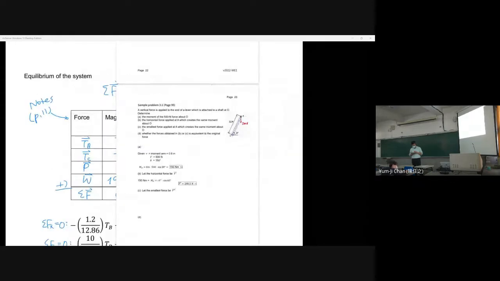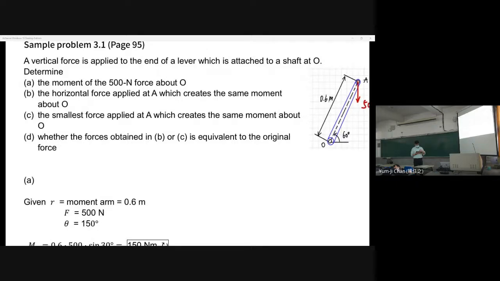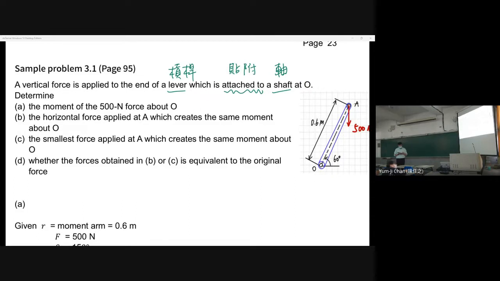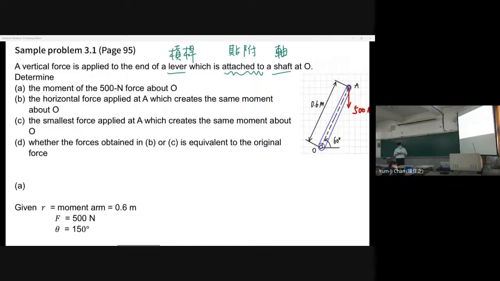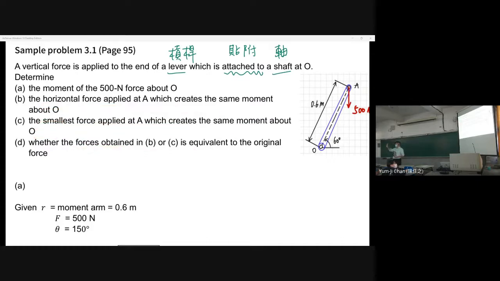Now, sample 3.1. A vertical force is applied to the end of a lever, which is attached to a shaft at O. Determine the moment of the 500 Newton force about O, and the horizontal force applied at A which creates the same moment about O, and the smaller force applied at A that creates the same moment about O, and whether these are equivalent to the original force. We have 4 parts to answer.